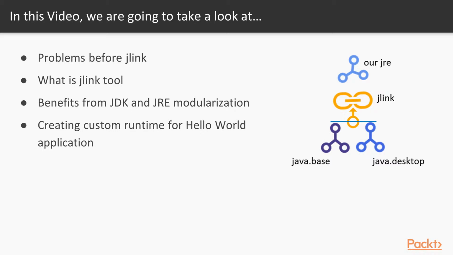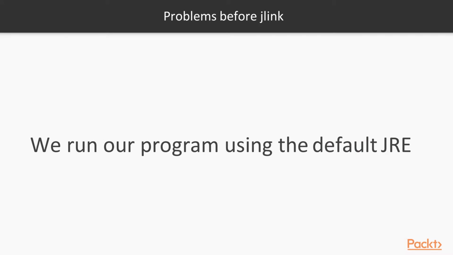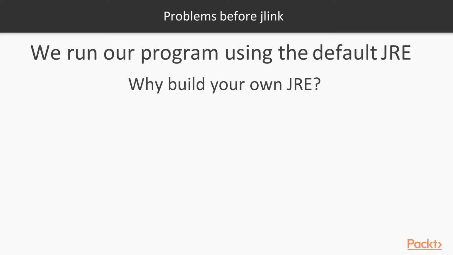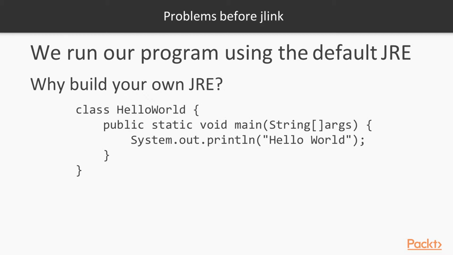But first, let's discuss the problems we had previously that led to creating such a great tool. Usually, we run our program using the default JRE. But in case you want to create your own JRE, then you can go with the jlink concepts. But wait a moment here. Why do we need to build our own JRE? Let's look at an example to make it clear. Suppose we have a simple Hello World application like this. If I want to run this small program on my system, I will first need to install the default JRE. After installing the default JRE, I can happily run my small Hello World application.